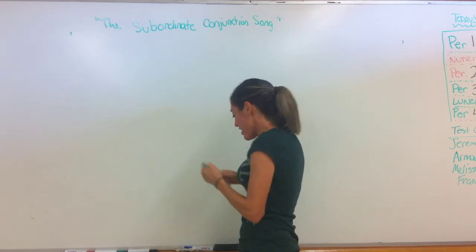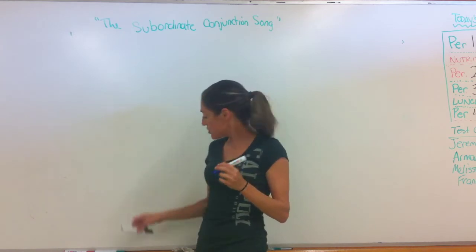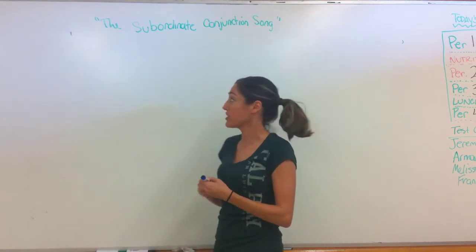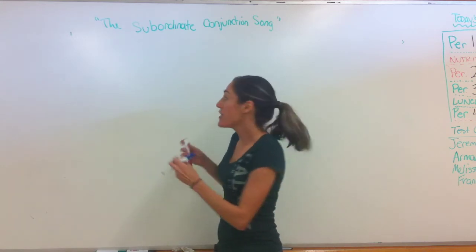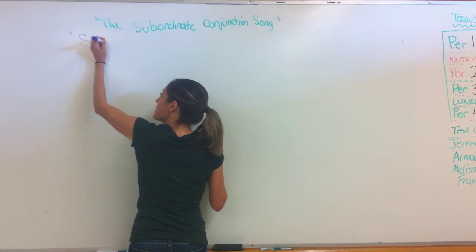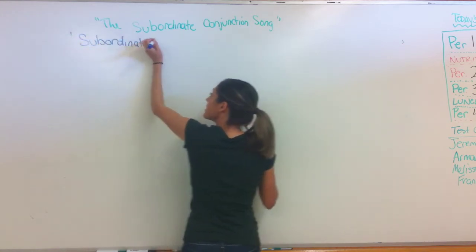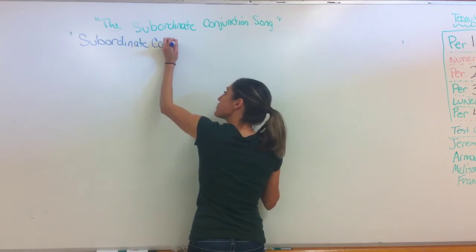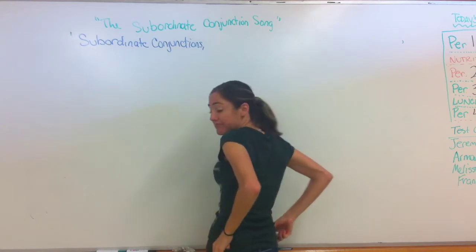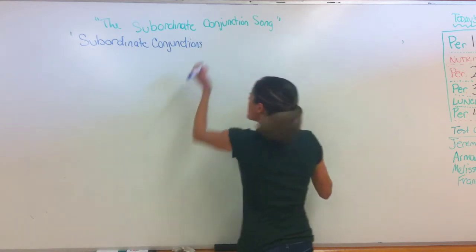So let's start off, and it's really important that you have two markers for this, or two pens to write with, so that you can differentiate what's part of the song and what is an actual subordinate conjunction. So let's go ahead and write our first line of the song. Subordinate conjunctions. Write with me. Subordinate conjunctions. Actually, I'm going to leave that comma out because I don't want to confuse you.